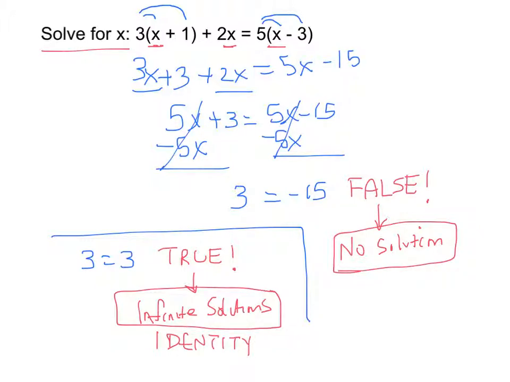So again, when x disappears, you have to be very, very careful to look at what you get. Do you get something like 3 equals negative 15, which isn't true, or do you get something like 3 equals 3, which is true? Each of those gives a separate answer to your equation.